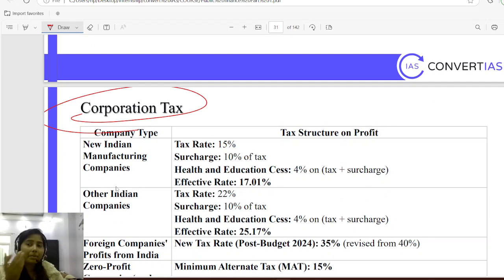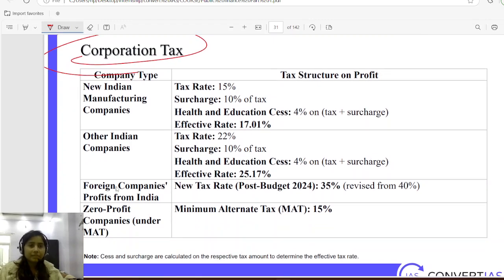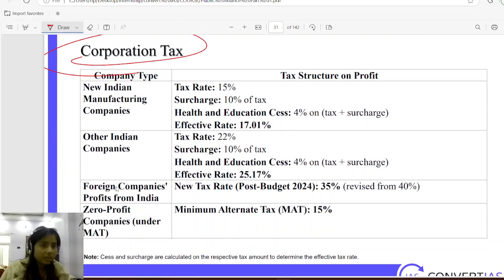Then comes corporation tax. Now I'll be discussing each tax separately. I'll be going a bit fast because there is less utility from a prelims perspective, even from a mains one, but just have a broader idea. The government charges different tax rates from different companies. You don't need to remember them, because each year with the coming budget, different types of tax rates are being charged. So you just need to look at the current budget, what is going on in 2025, and try to get the idea of which kind of company is getting which kind of tax.